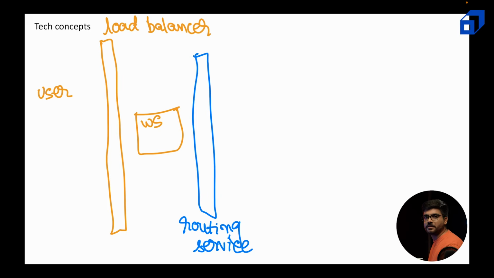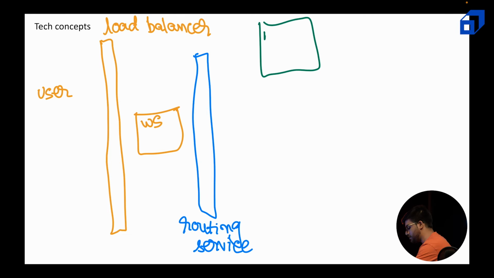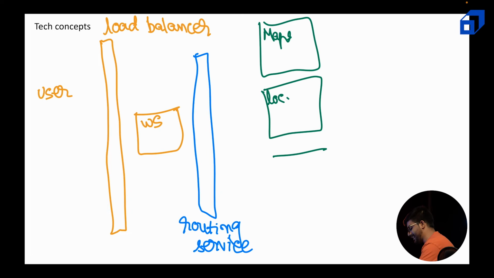We talked about map service. If there are constant pings of location data coming in, then it will go to the location service. If a user is requesting a cab, it will go to the cab finder service, and so on. So right now we talked about map service, we talked about the location service, and now let's discuss in detail the cab finder service.